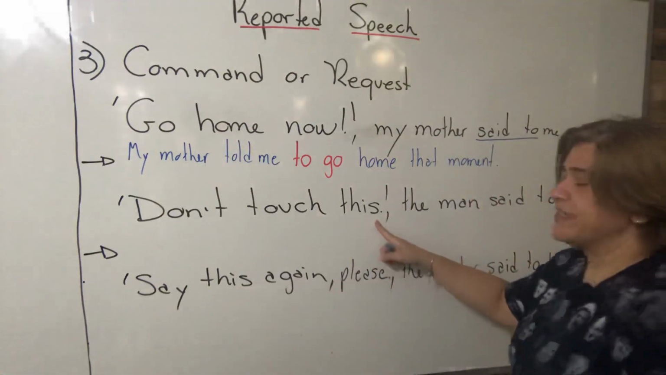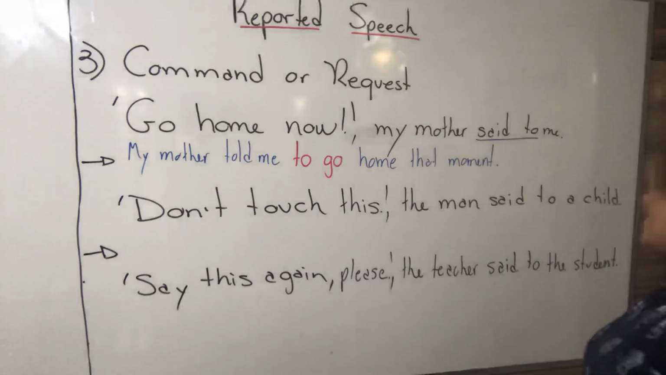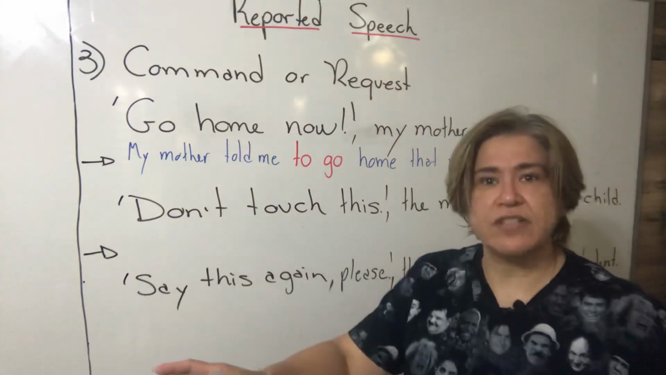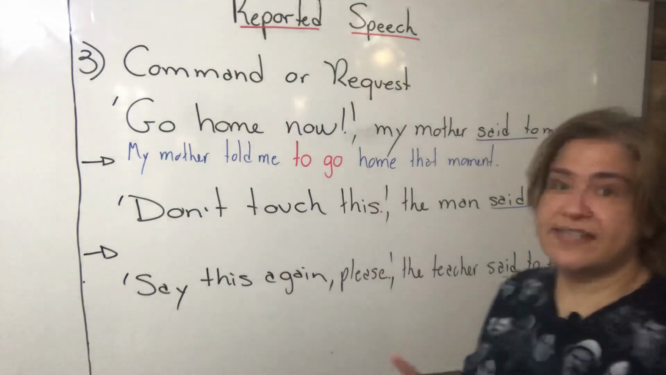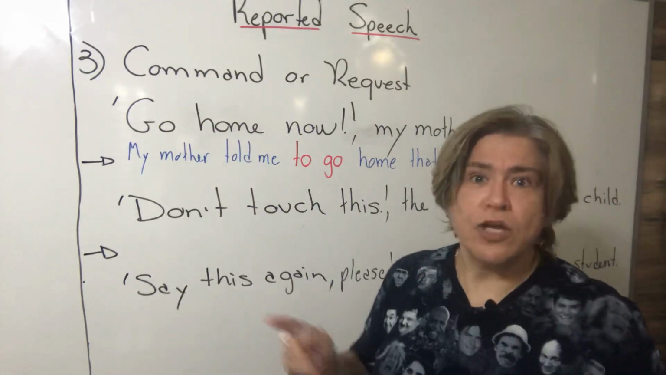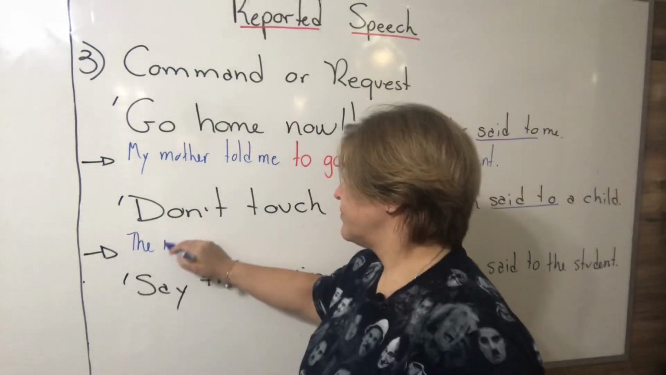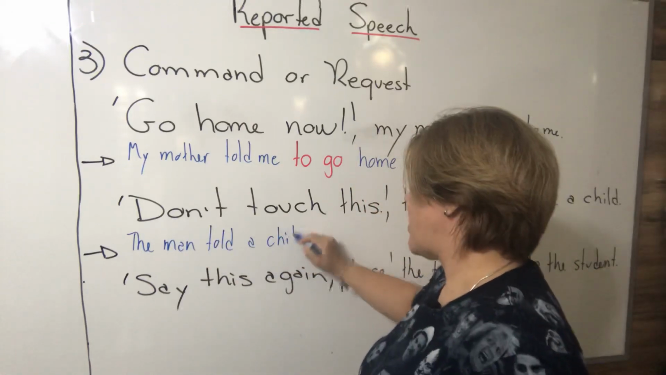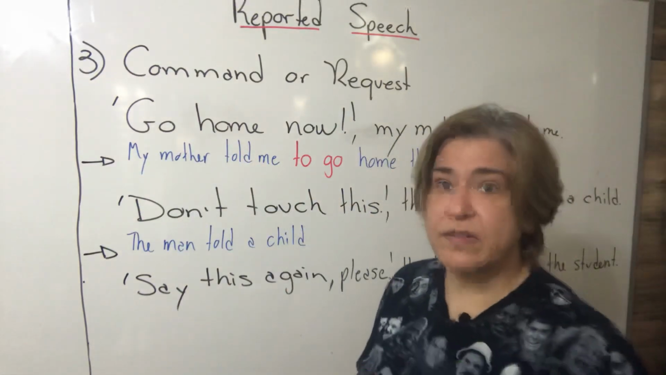The other command, teacher put in negative. Look at this. Don't touch this, the man said to a child. Okay, so don't touch this. It's a command, don't touch it, okay? The man said to, said to. When you report, is it the verb said or told? Told, of course. So the man told a child. When we have a command, we return to infinitive, right?